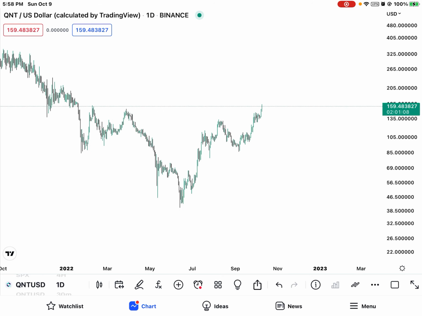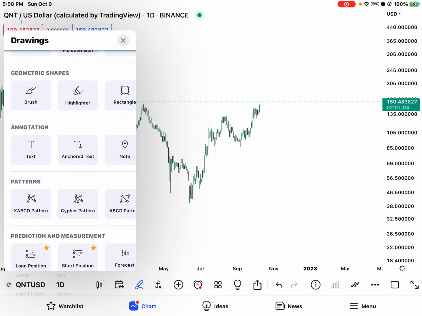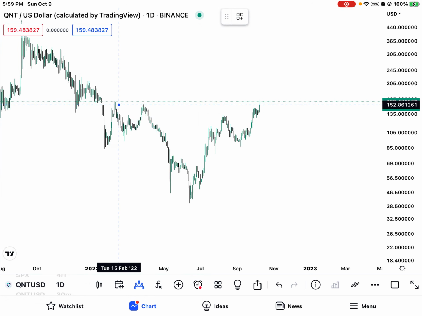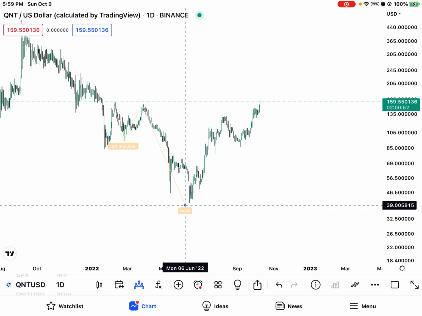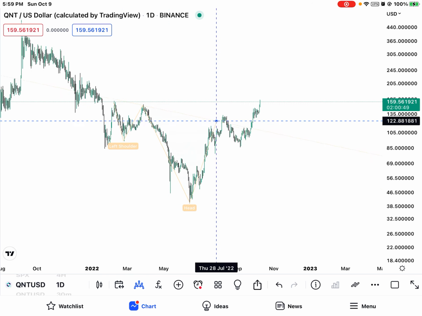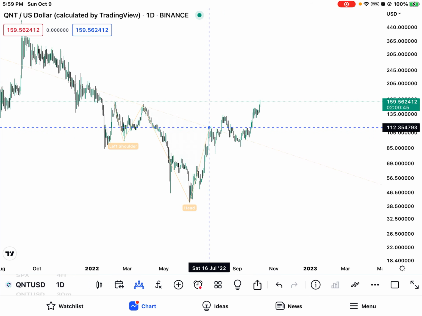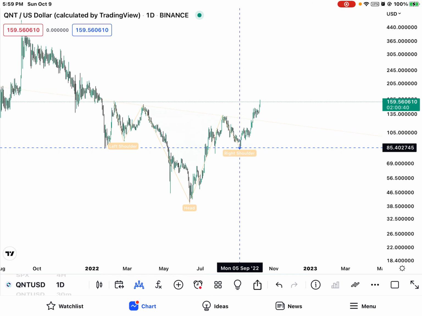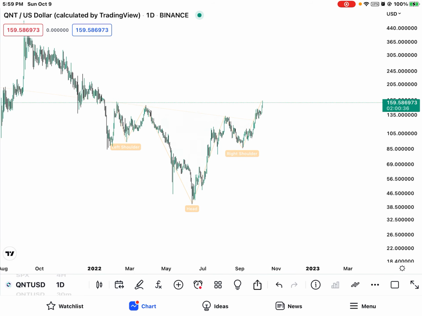Okay, so I was taking a look at the charts and I saw something really interesting. If we go over here and go down to the pattern section, we have an inverse head and shoulders. So this would be your left shoulder. Okay, this would be your head. This would be your right shoulder down, and then we blast off here.